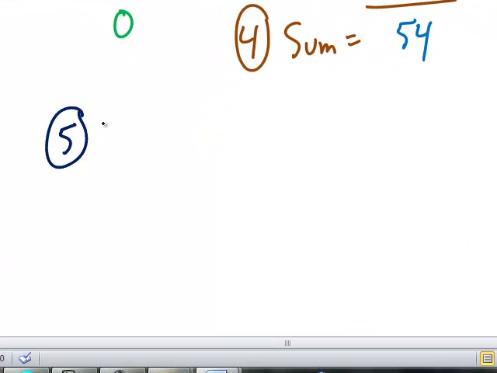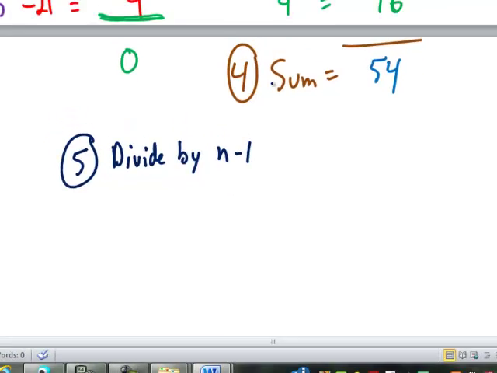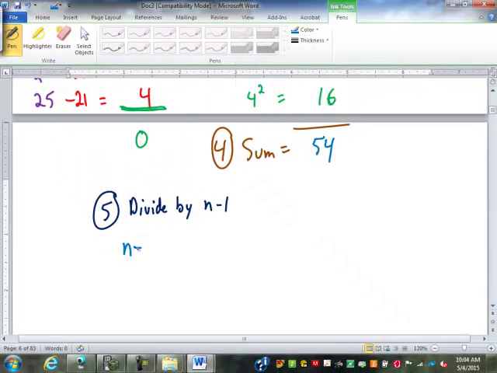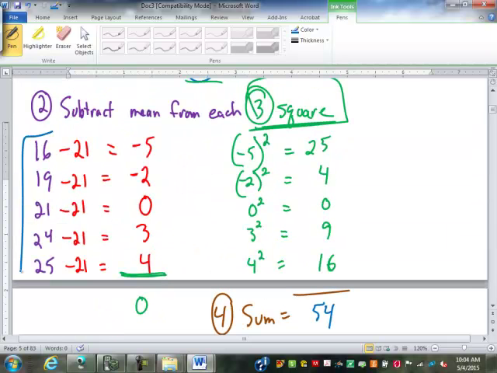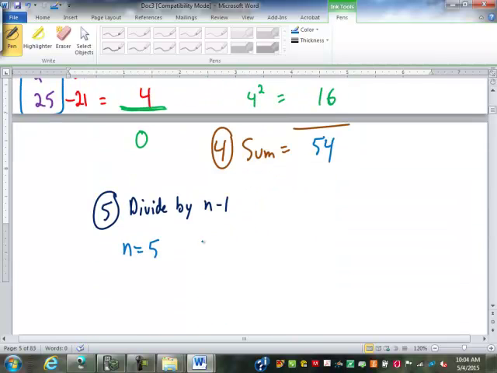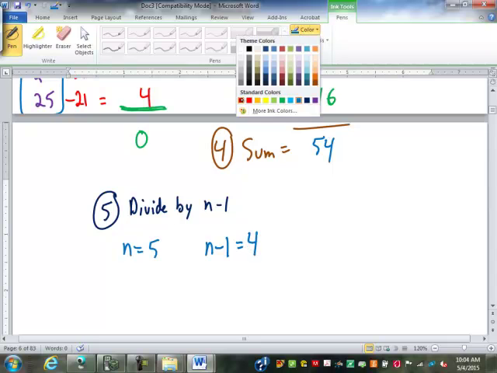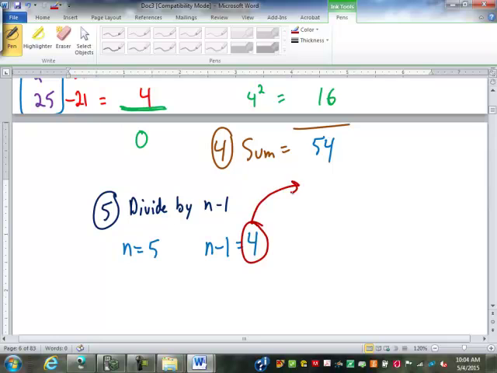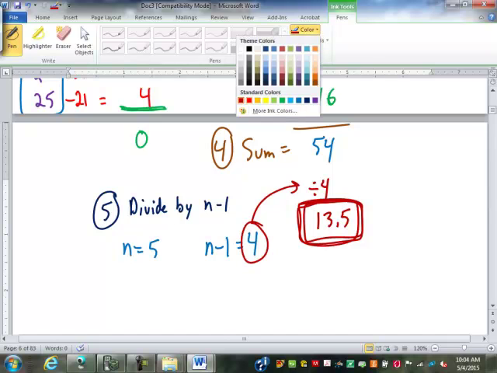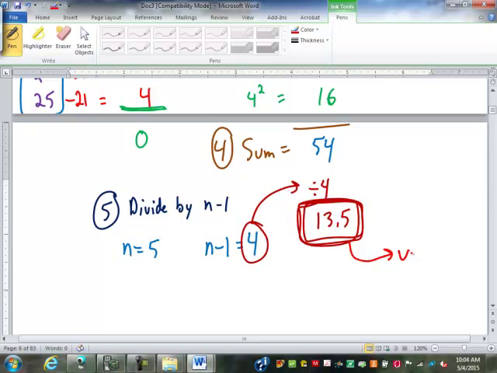Okay. Step 5 is divide by n minus 1. In this problem, what's n equal? 5. There's 5 numbers, right? N equals 5. So n minus 1 equals 4. So I'm going to divide by 4. So 54 divided by 4 is 13.5. Now that number right there is important in itself because that number is often referred to as the variance.